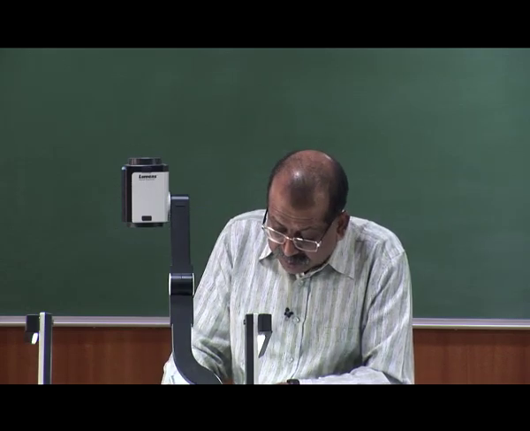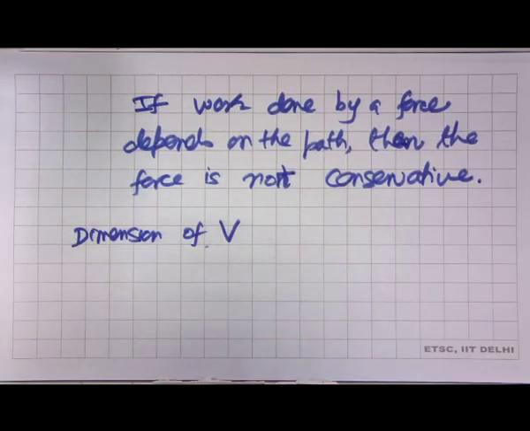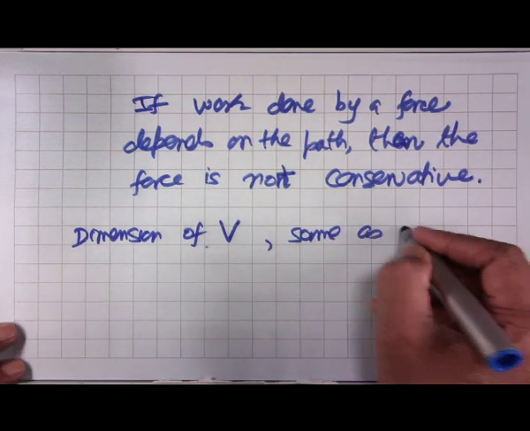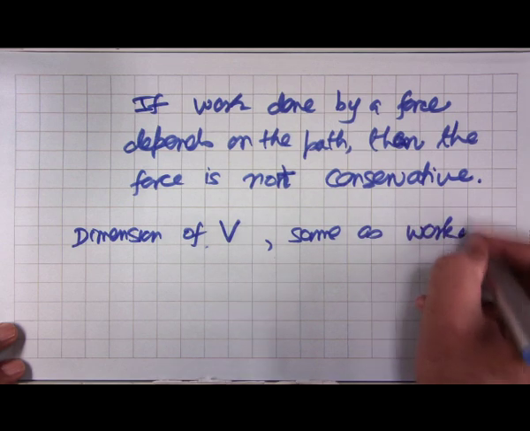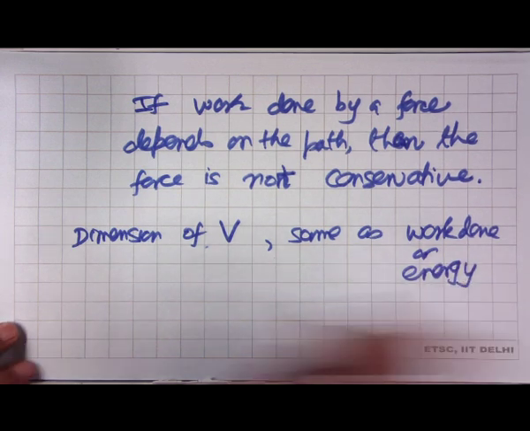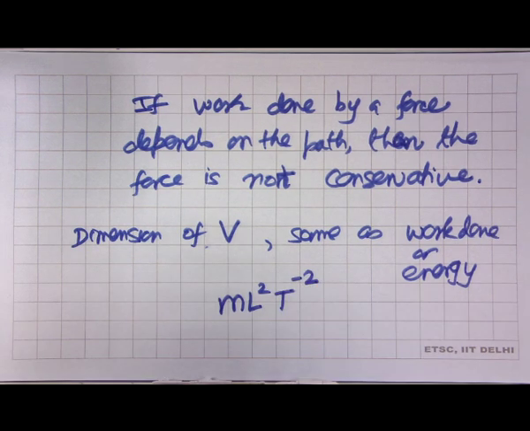Secondly, if we look at the dimension of potential energy, dimension of V, this is the same as that of work done or energy, which is M L^2 T^-2.